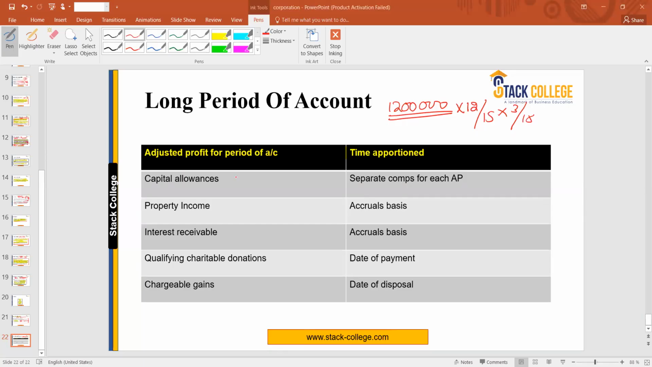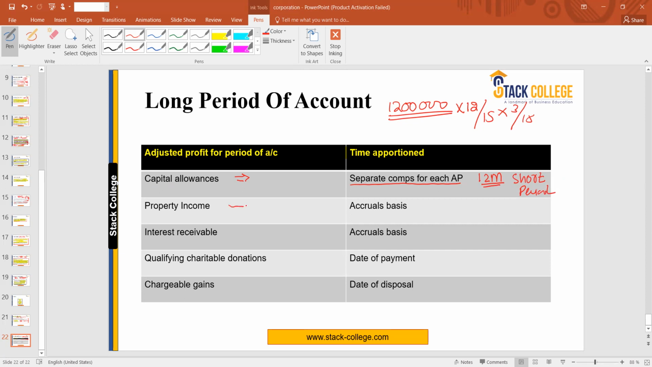As far as the capital allowances are concerned, we have to show a separate computation for each accounting period. Suppose any asset purchased or any asset sold is in the first 12 months, we have to consider that in the first 12-month period and then the rest in the other. And remember that capital allowance calculation is affected by a short accounting period. AIA is time apportioned, as well as WDA of 18% and 6%.